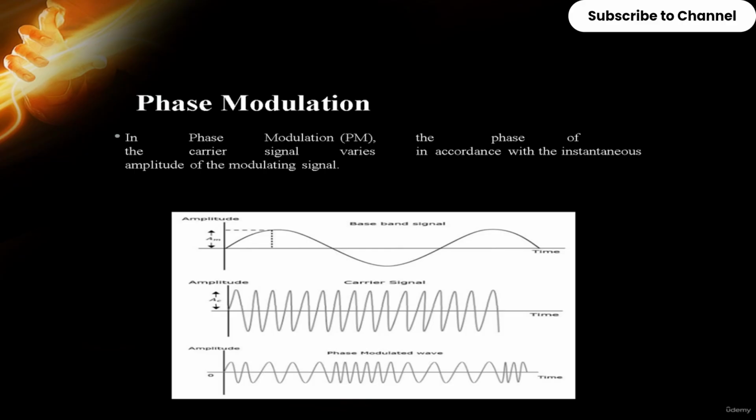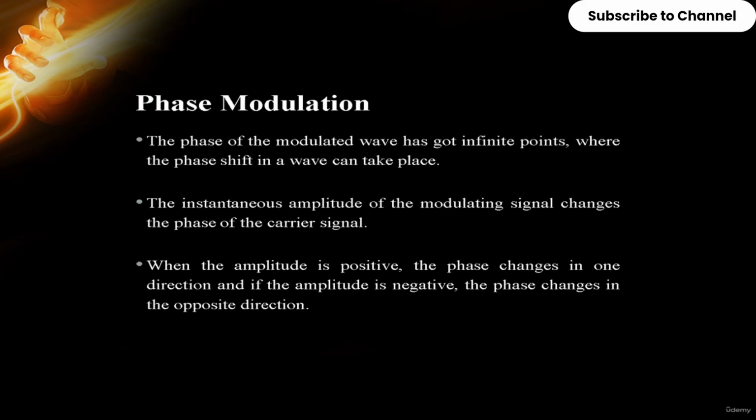Now in phase modulation, the phase of the carrier signal varies in accordance with the instantaneous amplitude of the modulating signal. Here is the same diagram: the amplitude is there, the carrier signal, and this is the phase change. Phase change and amplitude are inversely proportional. So the phase of the modulated signal varies according to the phase shift.